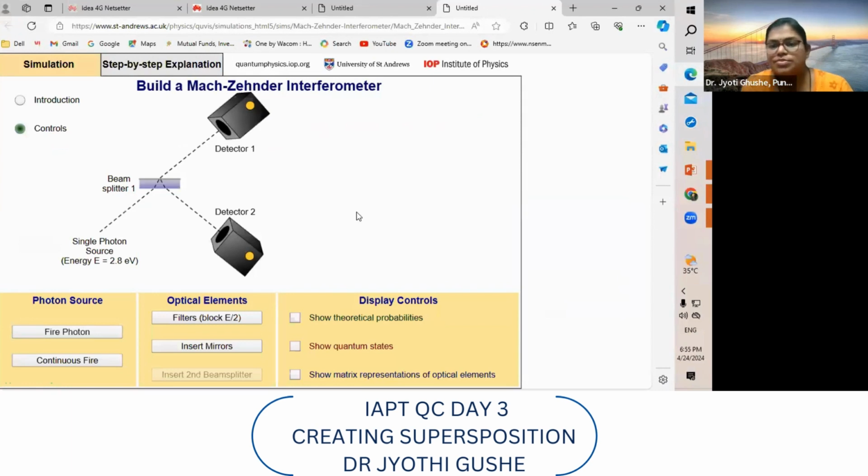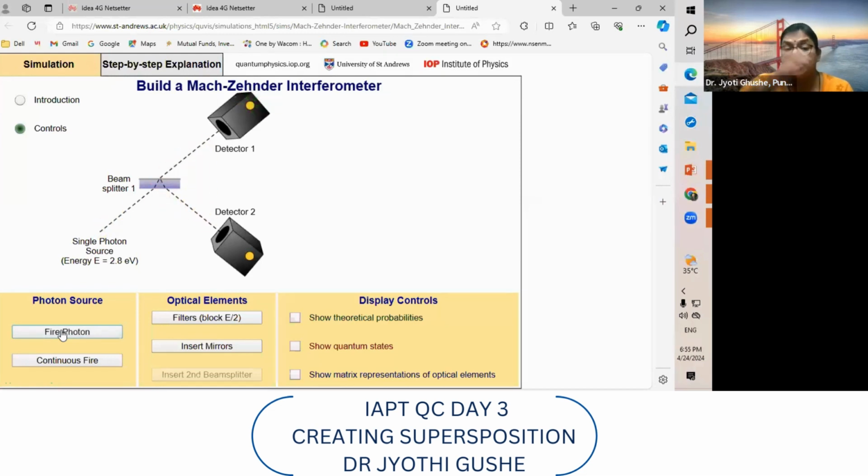Here, just let me know whether the screen is visible, where I'm showing the Mach-Zehnder interferometer. Yes, it is visible. So I'm firing the photon. This is the very first simulation, the first part that I have shown, and you answered that both the detectors, detector 1 or 2, will receive the photon. So sometimes it will be detected in 1, sometimes it will be detected in 2.